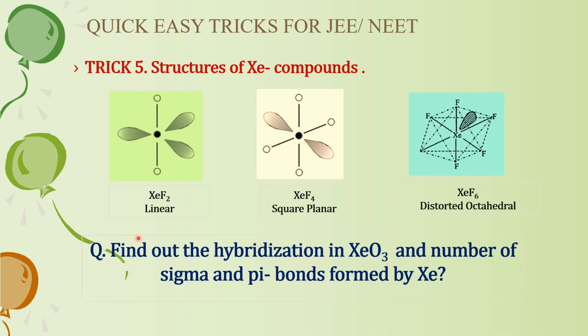And one question which I am leaving for you is finding out the hybridization of XeO3 and the number of sigma bonds and pi bonds formed by xenon. I would want you all to put your answer in the comment section so that I also come to know how much you have gained from this lecture.